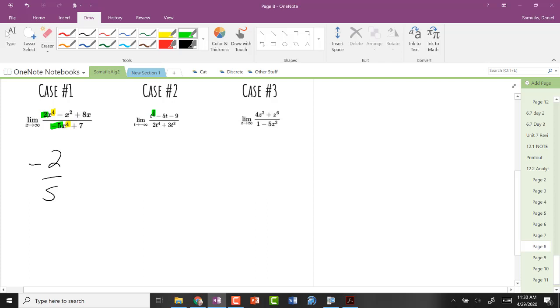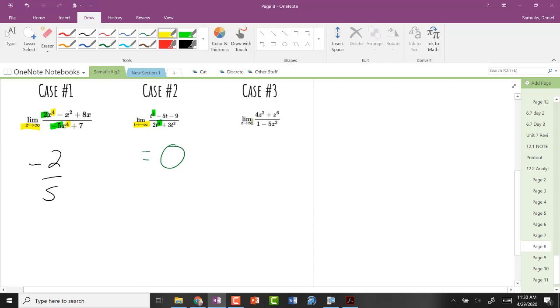Second example: when the degree of the numerator is less than the degree of the denominator, 2 is less than 4, the limit is always 0. Again, it wouldn't have mattered if this had been a negative, or if this had been positive. It's the same answer.